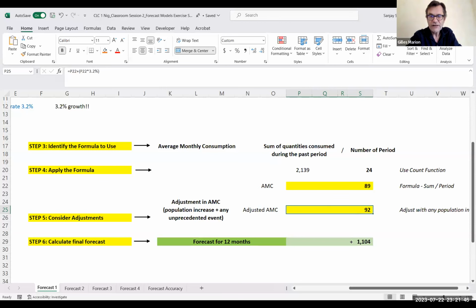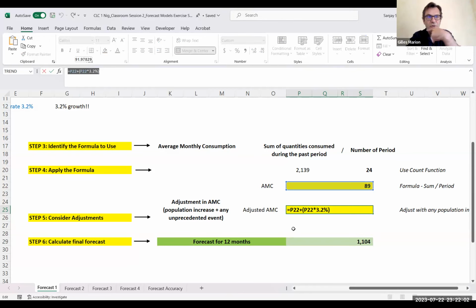If we make a forecast for 12 months, so we decide to make a forecast. Can you put the formula back on our adjusted AMC? Can you put back, Sanjay, can you put back the formula? You can see the formula up here.